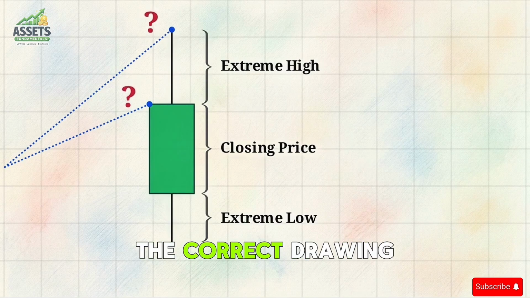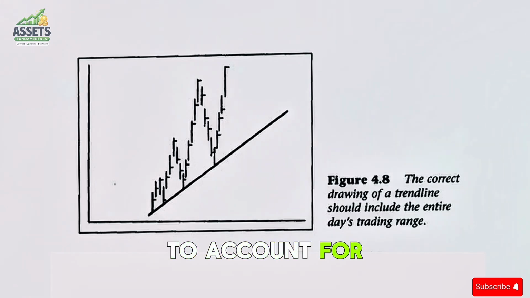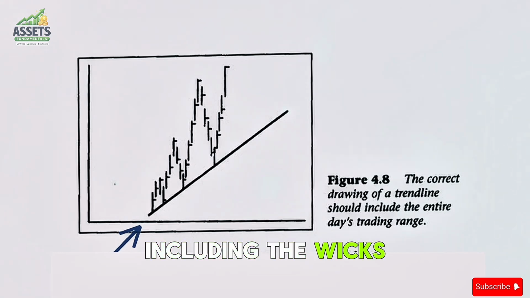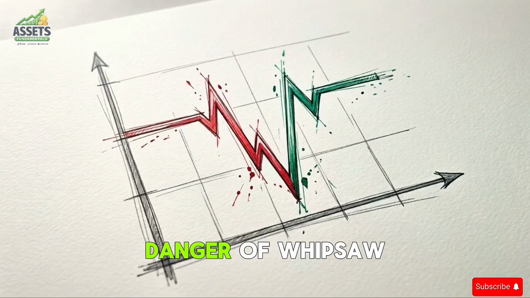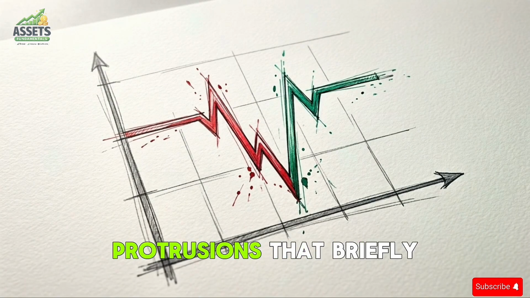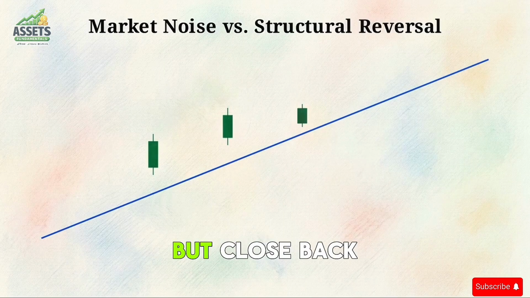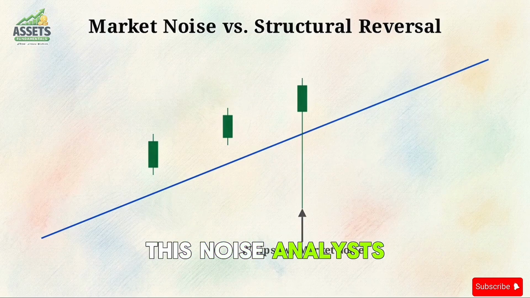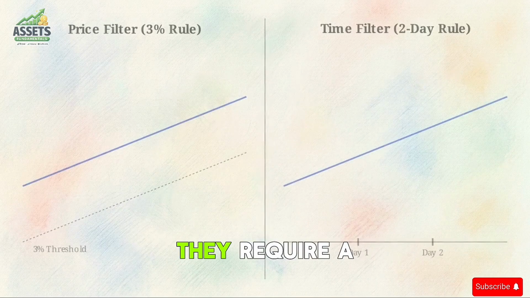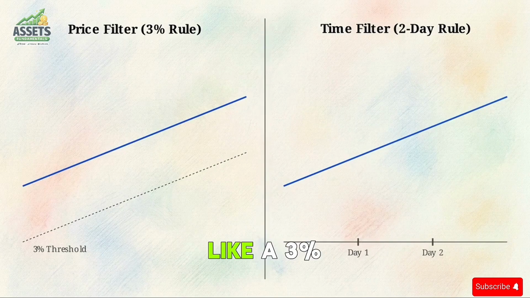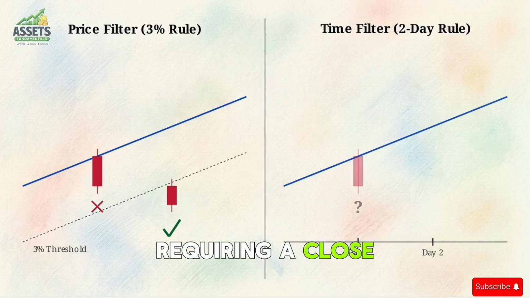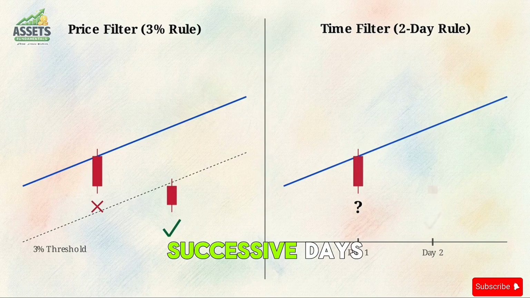This chart shows the correct drawing of a trend line. To account for all market activity and true liquidity limits, accurate vectors must encompass the entire day's price range, including the wicks. This exposes the trader to the danger of whipsaws, minor intraday penetrations that briefly break the line but close back within the direction of the original trend. To filter out this noise, analysts apply defensive parameters. They require a price filter, like a 3% penetration rule, or a time filter, requiring a close beyond the trend line for 2 successive days.